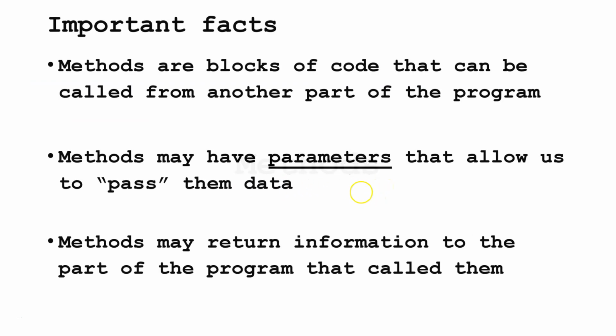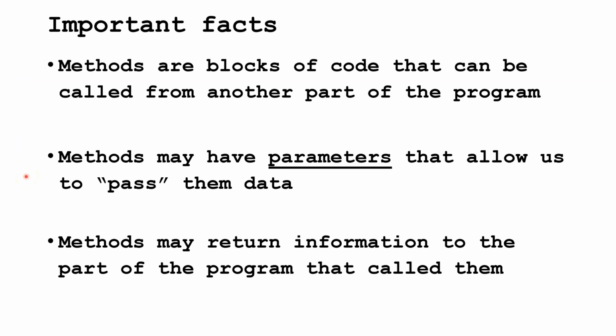In this Java tutorial, we're going to be learning about methods. Methods are blocks of code that can be called from another part of the program. If you have a piece of code you're going to use over and over again, it makes sense to put it in a method so you don't have to rewrite it in different parts of your program.